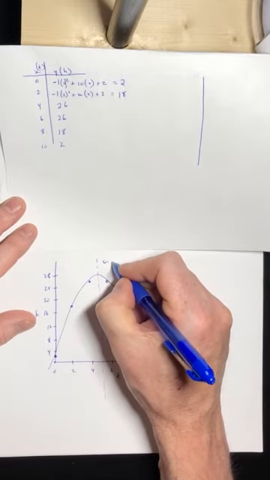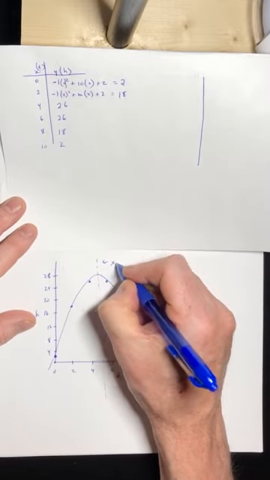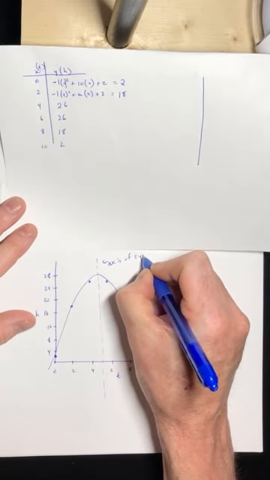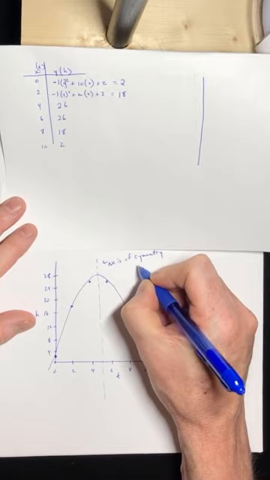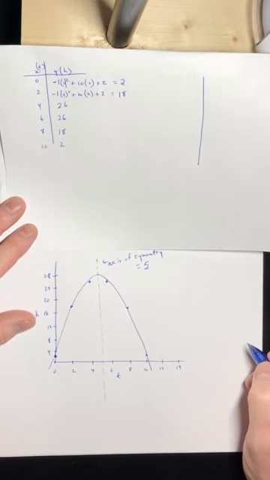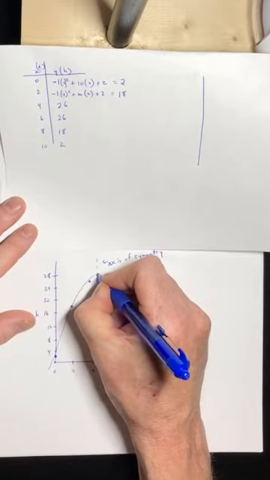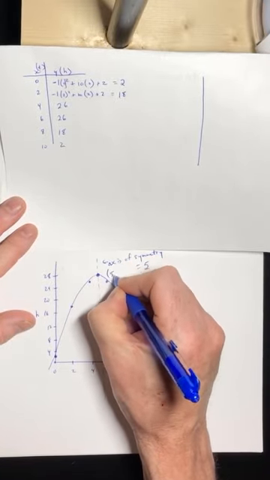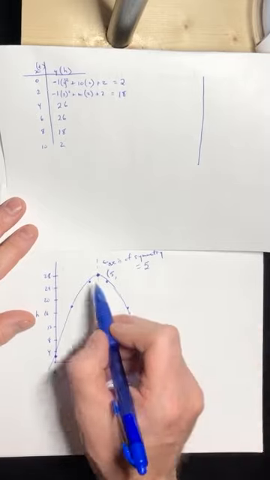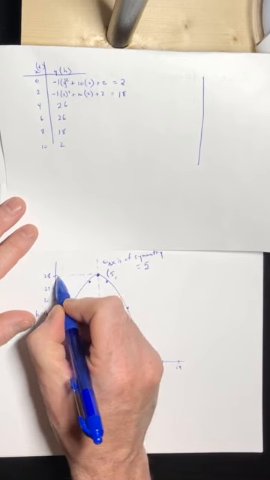So our axis of symmetry is at 5. That also allows us to know where our vertex is. So we know our vertex is at 5 something. And how high was the ball above the ground when it was hit? So how high did it actually get?